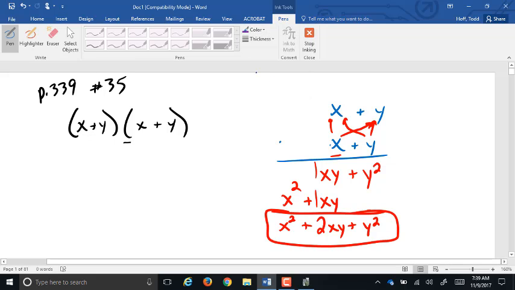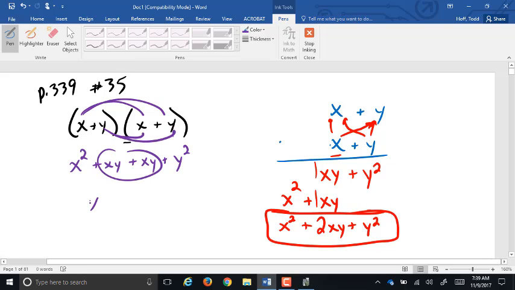Or the other way you could do it is use the FOIL. First, x times x is x squared. Outside, x times y is xy. Inside, y times x is xy. And last. And of course, that combines. To me, this makes more sense.